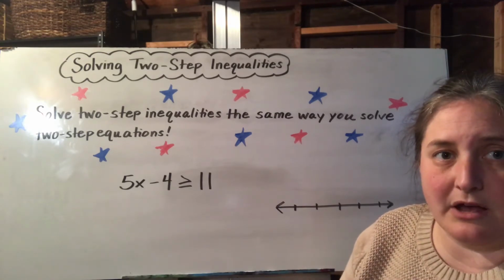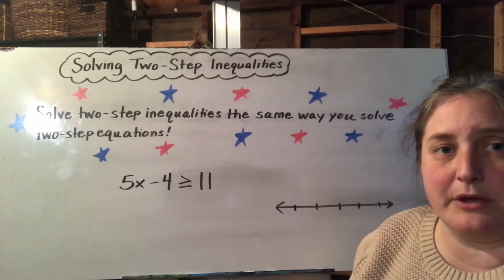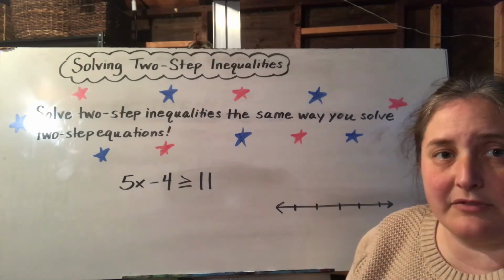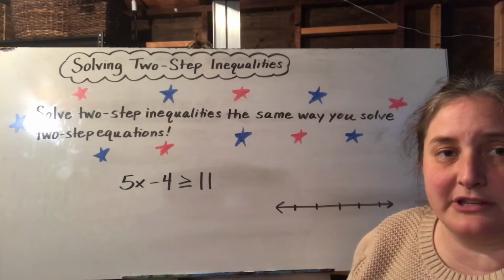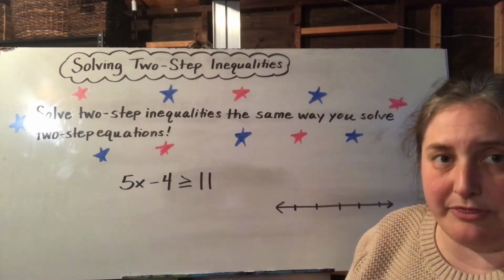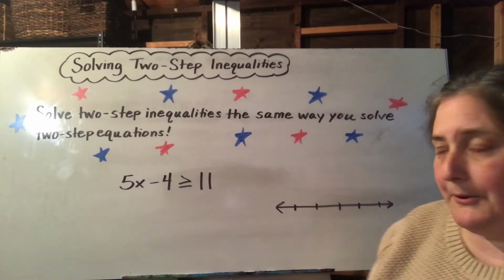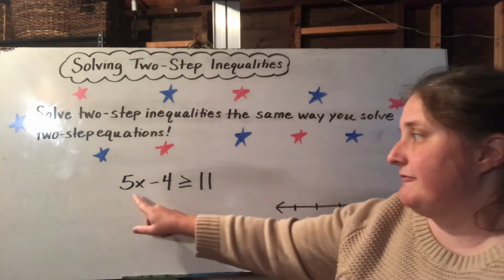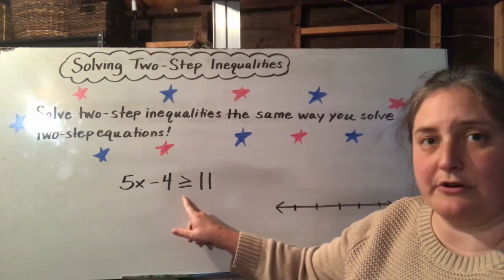So when we go to solve a two-step inequality, we get rid of addition and subtraction first, then multiplying and dividing, then any exponential expressions, and then finally any parentheses. So let's look at an example. So in this problem, 5x minus 4 is greater than or equal to 11.